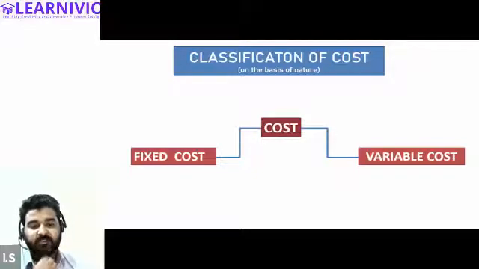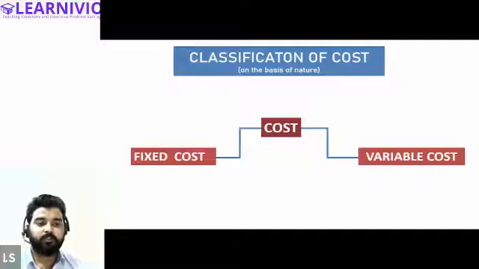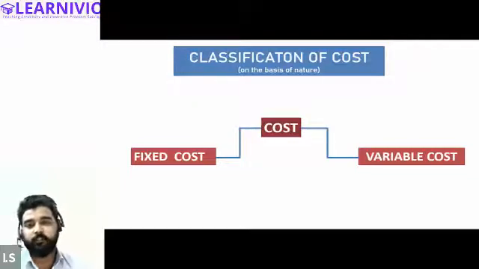Whereas there are certain resources on which the payment is made only once, and after that, even if the production increases or decreases, we do not have to spend more amount. Like for example, you have bought a machinery, for example, you have bought a machinery for rupees 50,000.